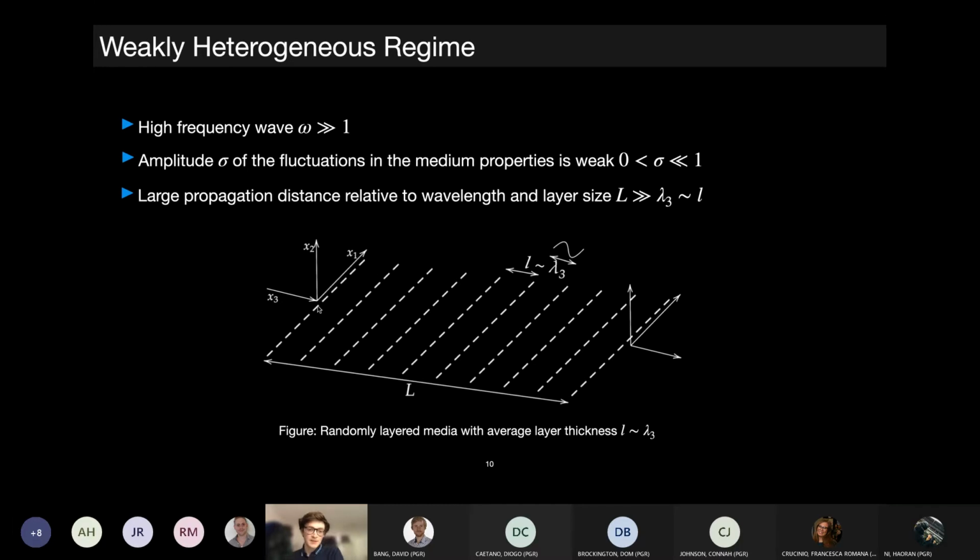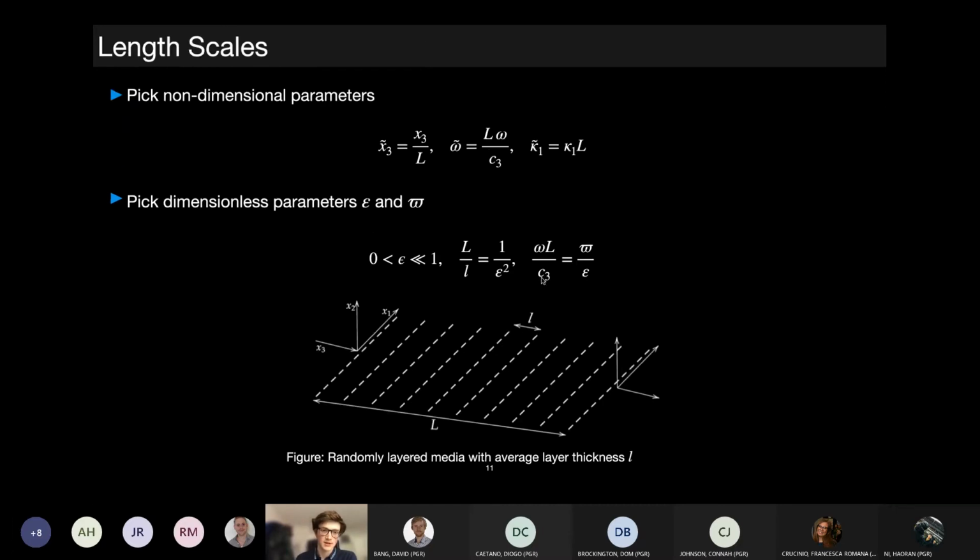interacting at a very small distance, and the wave you get out will be highly attenuated. So we assume we have a high frequency wave, and then we have this fluctuation, which we call sigma. It allows us to tweak how random the material is so that we can control it. And the propagation distance is much larger than the wavelength.